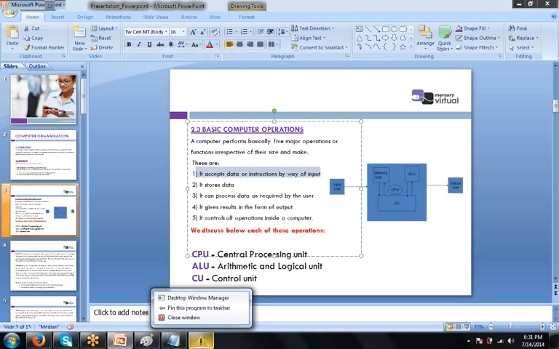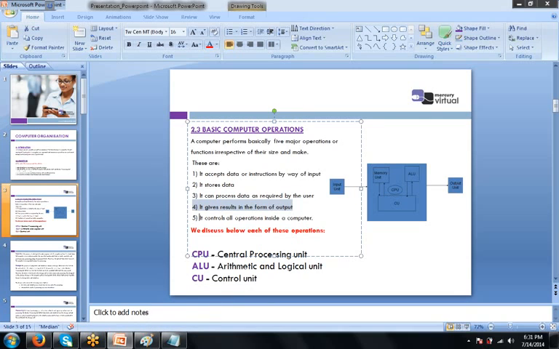It accepts data, it stores data, it can process data, it can give results in the form of output, it controls all the operations inside a computer. Clear?